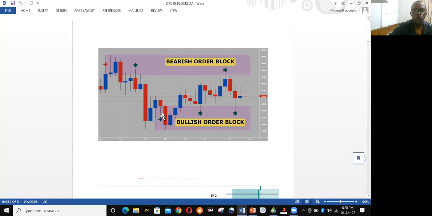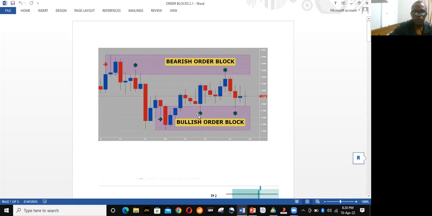Remember, we draw the order block here before the actual move of the market. This region is already there. But when the market is coming back here, retracing or correcting the wave, we see that the market is touching our region. After touching our region, we place a buy. We put our stop loss on this mark, the star.